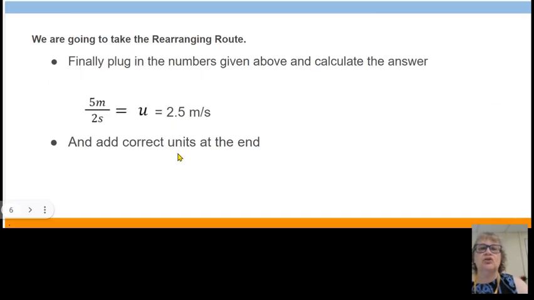Okay, so the numbers that I was given were 5 meters and 2 seconds. So now I just put those numbers in and I do the math. So I do 5 divided by 2, either in your head or on a calculator. Make sure that you add the correct units at the end, right? So in this case, it's meters per second, m divided by s.